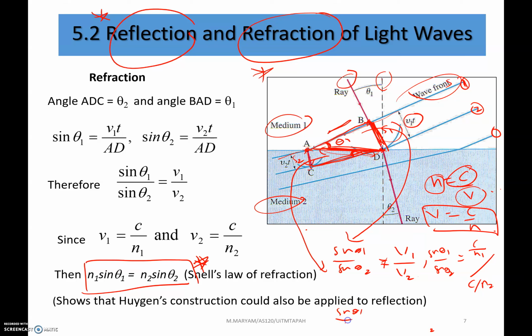We'll get sine theta 1 over sine theta 2 is equivalent to C over N1 times N2 over C. So cancel out the C. And I will get sine theta 1 over sine theta 2 is equivalent to N2 over N1. So if you simplify this again, you will finally get Snell's law of refraction. So that's how you get Snell's law of refraction, simply from wave 1, which is related to Huygens's principle, right?